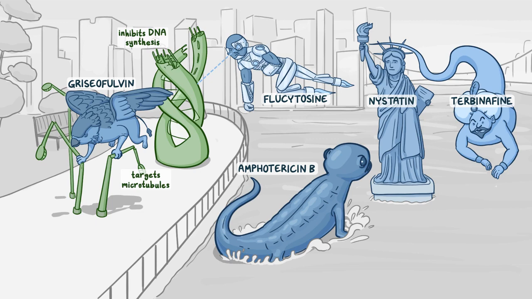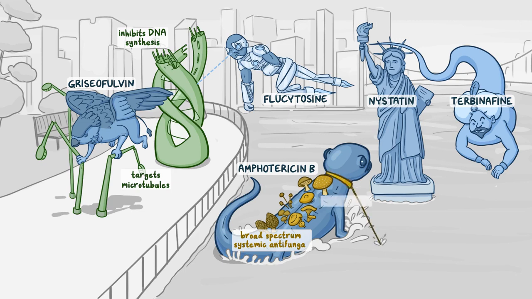Alright, now that we introduced the drugs, let's talk about their indications and side effects. Amphotericin B is a broad-spectrum systemic antifungal, so let's have a wide variety of mushrooms growing along its back. It's also effective against leishmaniasis, so let's put a leash on the salamander so it can't leave the sea.